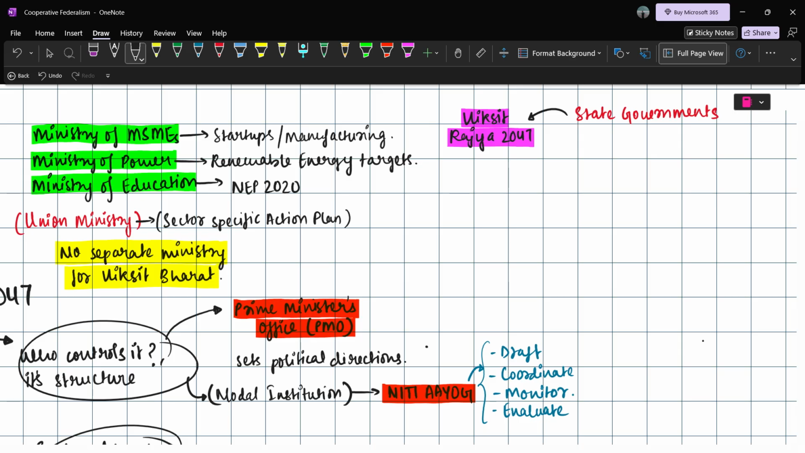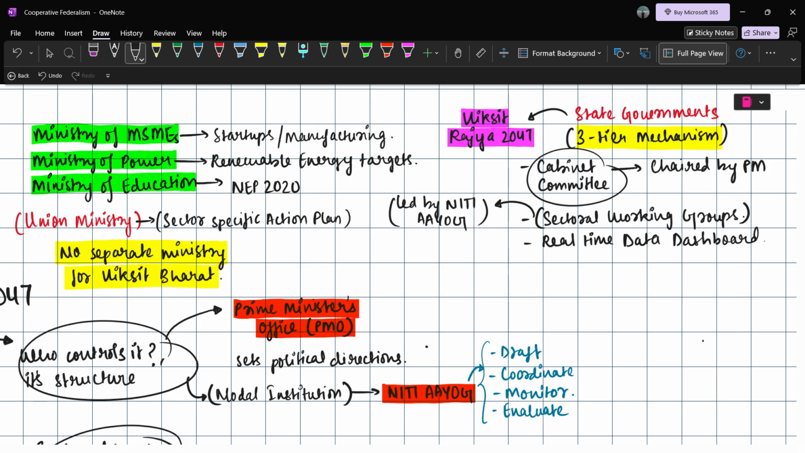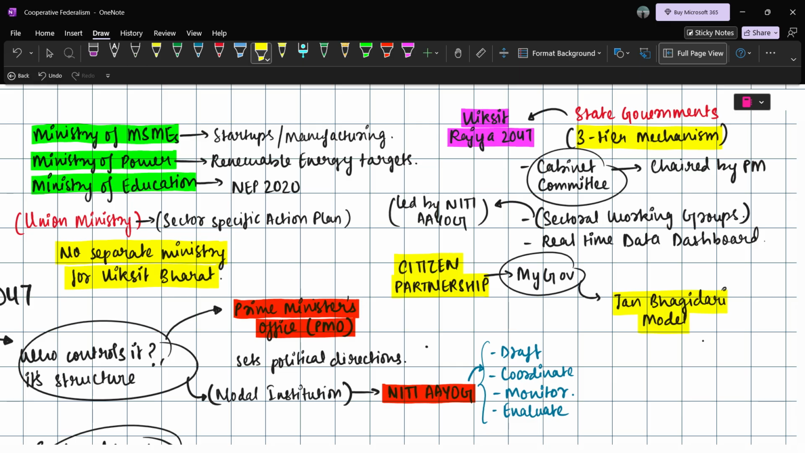And to ensure efficient coordination, there is a three-tier mechanism: a cabinet committee, which is chaired by the Prime Minister, sectoral working groups led by NITI Aayog, and a real-time data dashboard to track the KPIs and flag delays. One unique feature of Viksit Bharat is citizen participation. Through MyGov, more than 1 crore suggestions were received from students, professionals, NGOs, and citizens. This makes Viksit Bharat a Jan Bhagidari model, which is built by the people, not just by the officials.